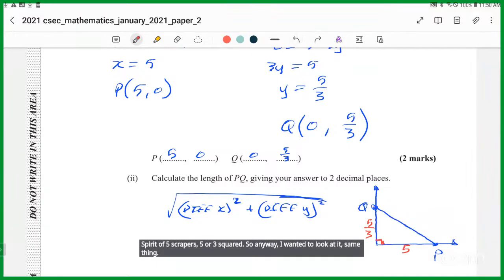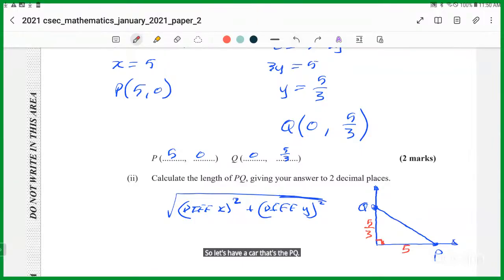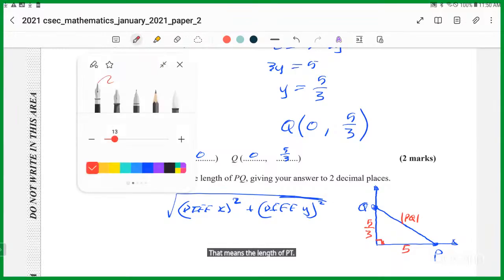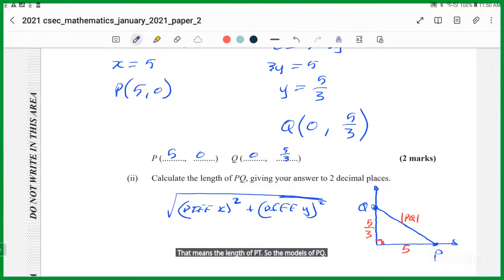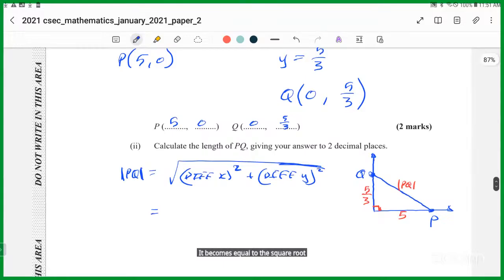So let's call this length PQ. The modulus of PQ means the length of PQ. The way you put the modulus around it, it means the length. I could just write PQ as the same. It becomes equal to the square root of 5 squared plus (5 over 3) squared.